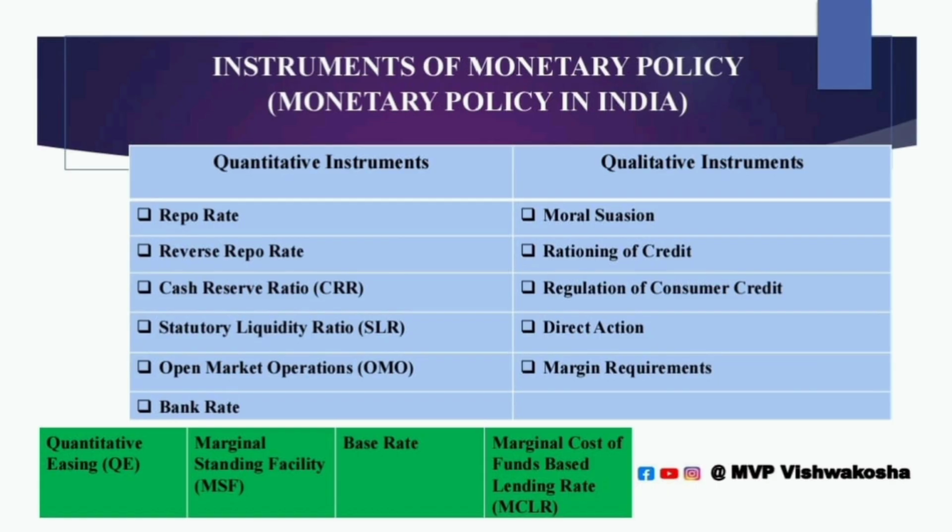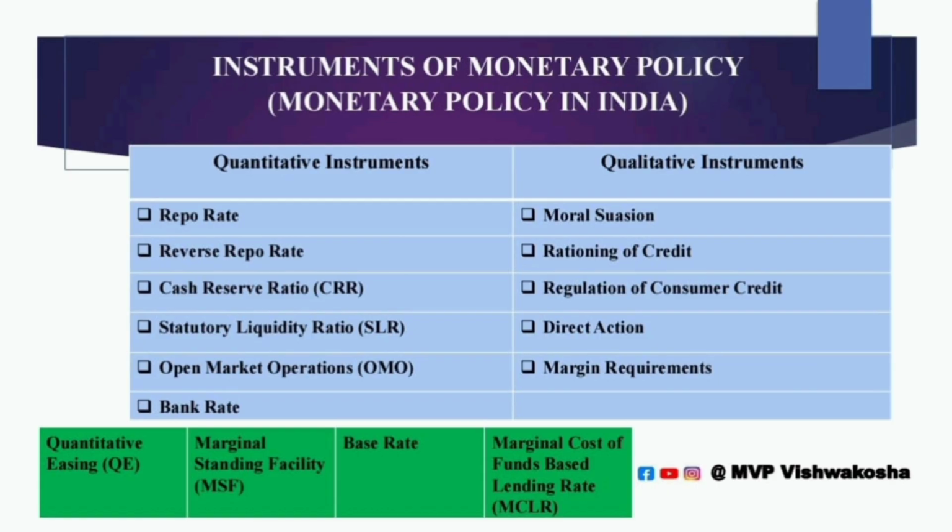The next point is rationing of credit. It is also a qualitative monetary tool, limiting the amount of credit available to certain sectors. Different sectors are there in the economy, right? For them, limiting the amount of credit is aimed at preventing inflation or excessive borrowing. A central bank may also control credit availability using interest rates and reserve requirements.